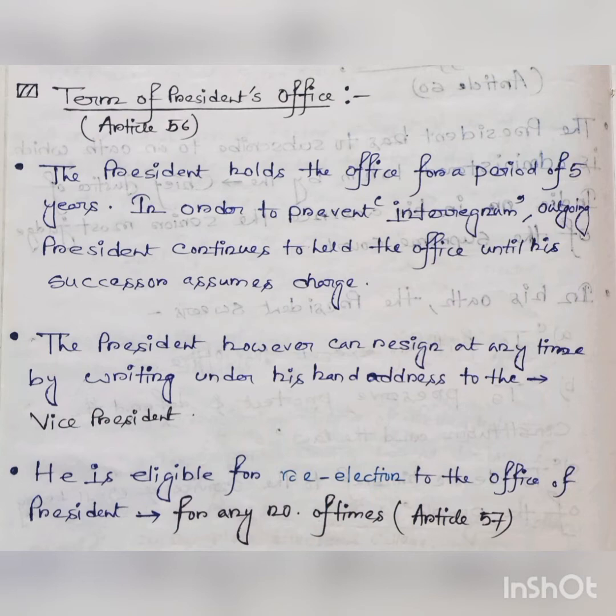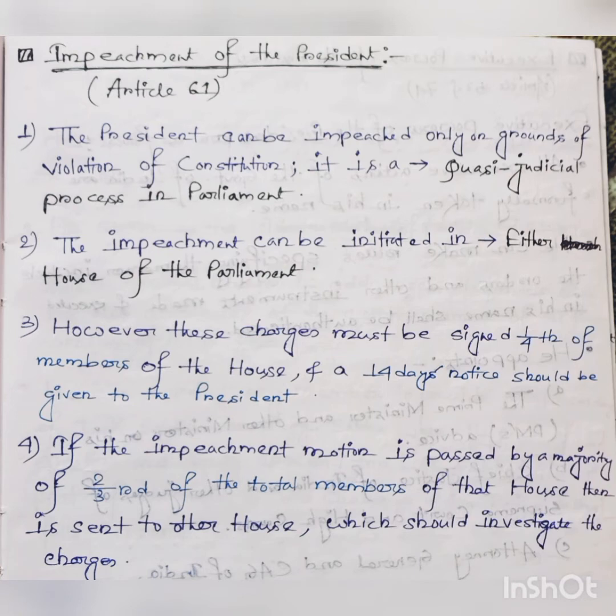Next point, impeachment of the President. Article 61 deals with this. Number 1, the President can be impeached only on the grounds of violation of the Constitution. It is a quasi-judicial process in the Parliament. Number 2, impeachment can be initiated in either House of the Parliament, either in Lok Sabha or Rajya Sabha. Number 3, however, this charge must be signed by 1/4 of the members of the House and a 14 days notice should be given to the President.